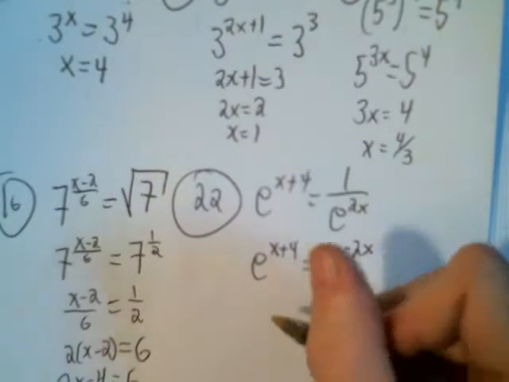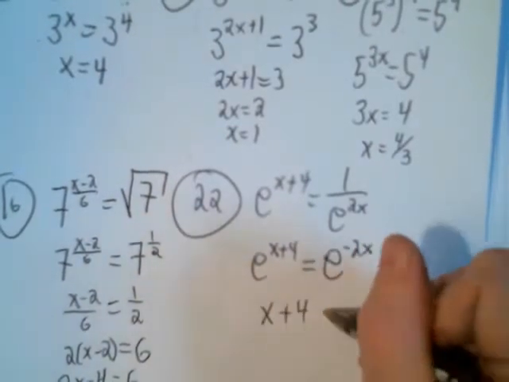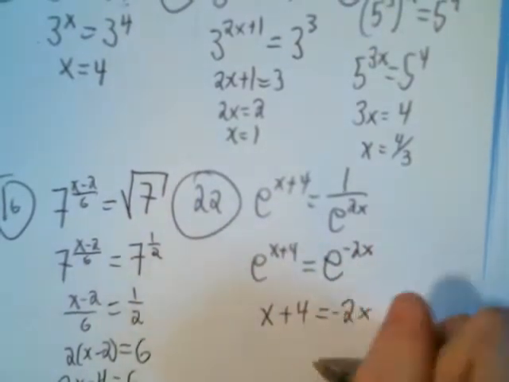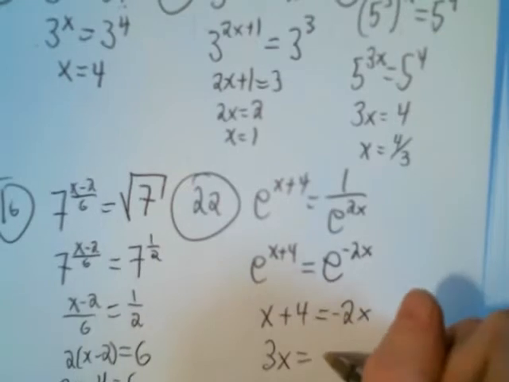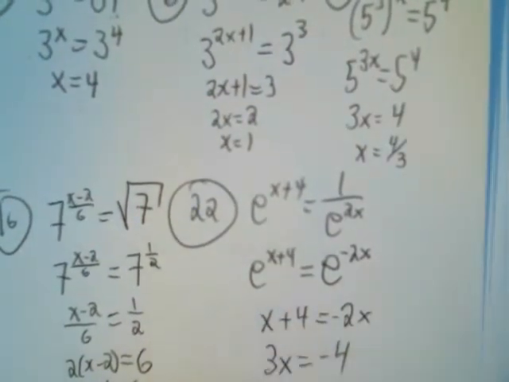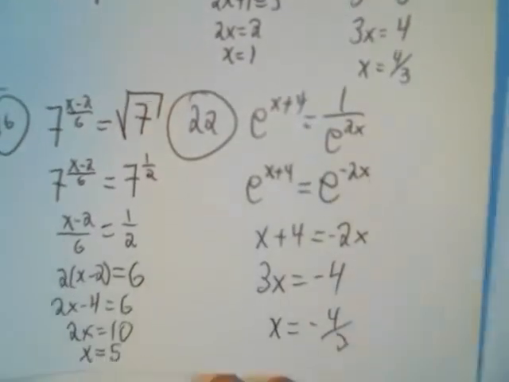And then you can equate the exponents. x plus 4 is negative 2x, and then get the x by itself. So you can add the 2x over here, so you get 3x. Over here is negative 4. Finally, x is negative 4/3.